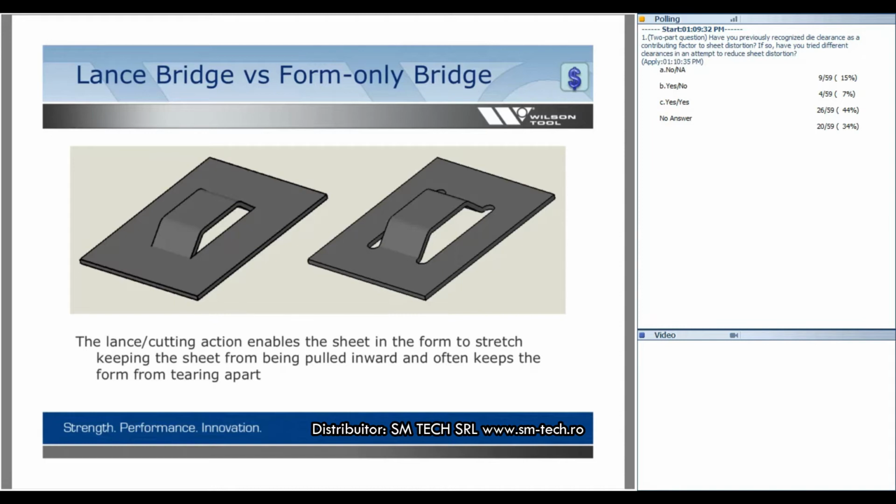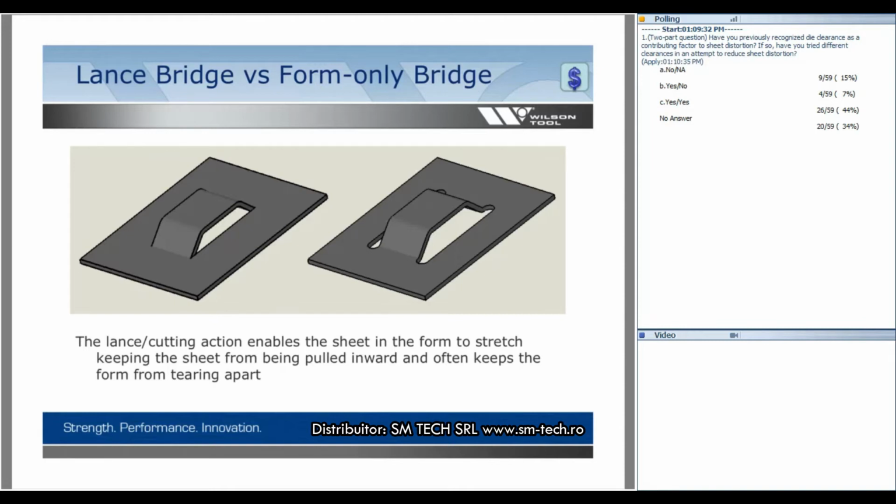But when I'm doing a bridge, if I have that lancing feature on the tool, the lancing allows it to stretch the whole process while it's making that. It stretches, it's like micro tearing. So it's stretching the material along the leg of the bridge much better than what it can naturally do on its own in a form-only bridge. So you're not going to have the distortion that you would in a form-only bridge.